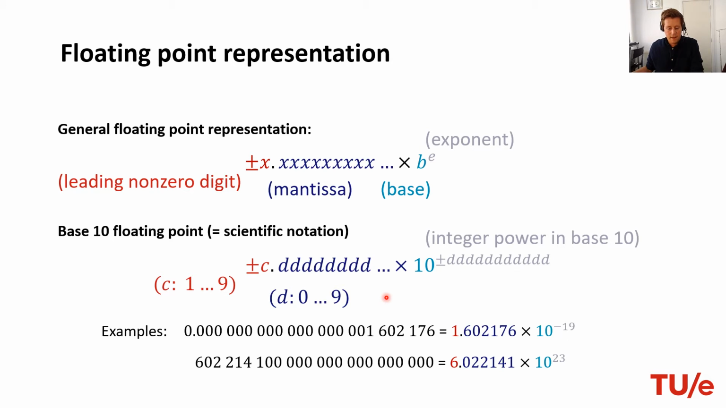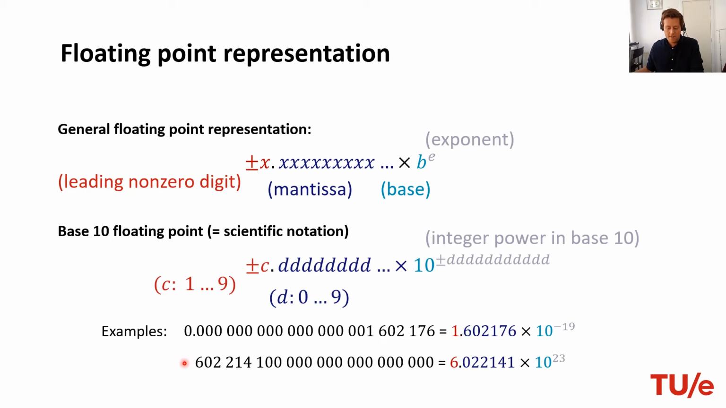So looking at some examples, for instance, this number over here, 0.000, etc. This can be more compactly written in this form as 1.602176. So we have this 1, which is a leading non-zero digit. We have here a mantissa of 6 digits. We have base 10, and the exponent is minus 19, because in order to move this point up until here, we would have to move it 19 places to the left.